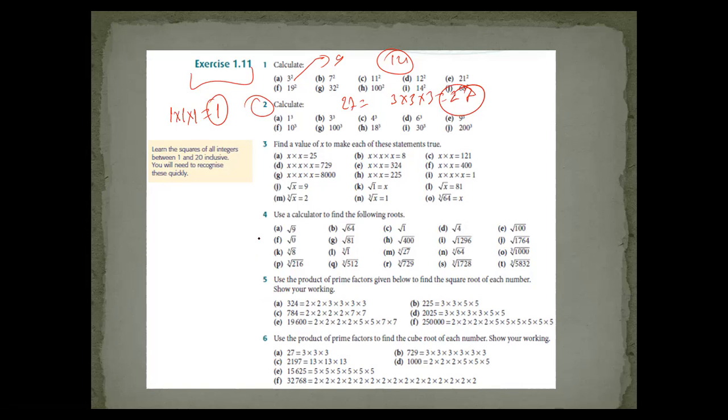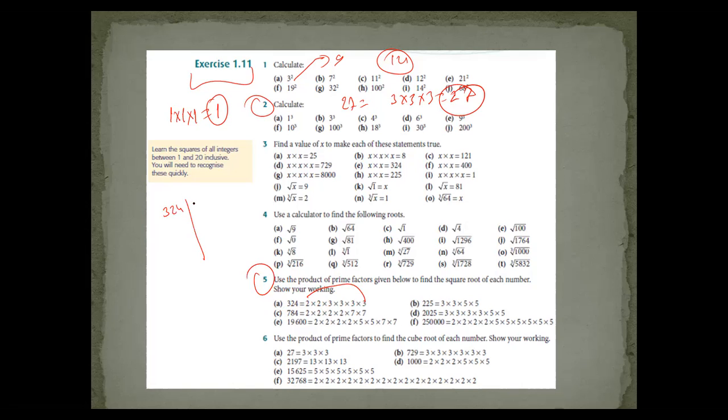And I'm going to solve some hard questions from the last units or last titles. For example, exercise 5. Use the product of prime factors given below to find the square root of each number. Show your working. Okay, how can we find these prime factors? We can use the methods of HCF and LCM.